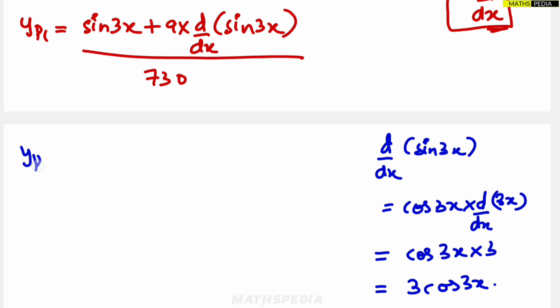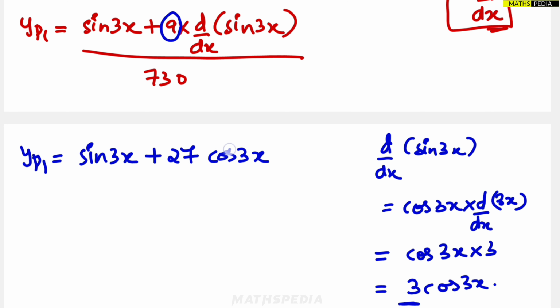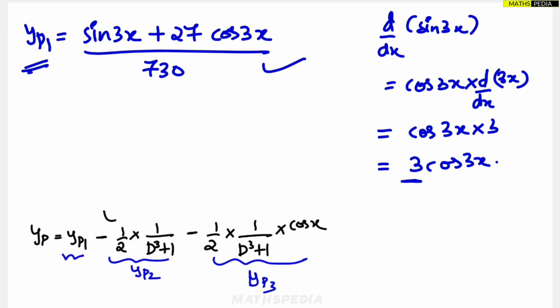So yp1 will become sin 3x as it is plus 9 is also sitting here. 9 into 3 is how much? 27 cos 3x. Directly I am writing, divided by 730. So this is the final answer we can say for yp1. So yp1 value we got. Done. Next we'll go for what? yp2. So now we'll go for yp2.